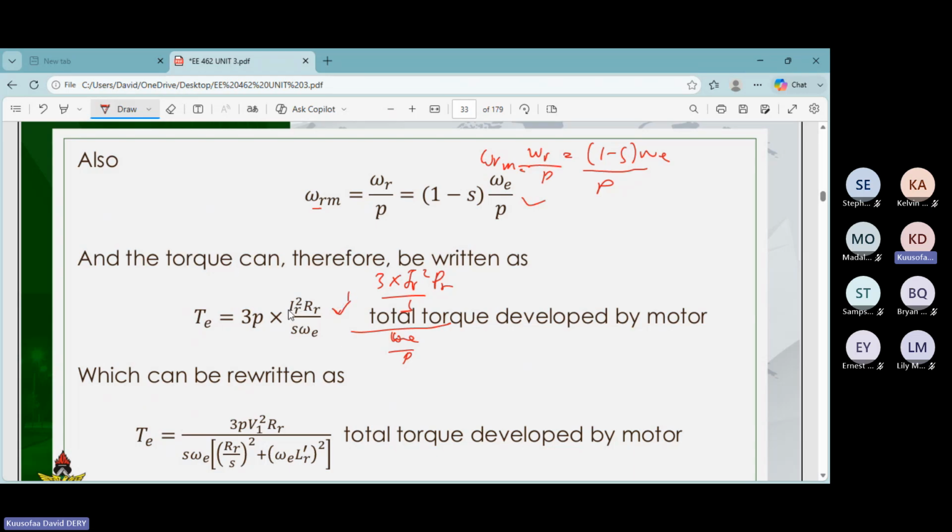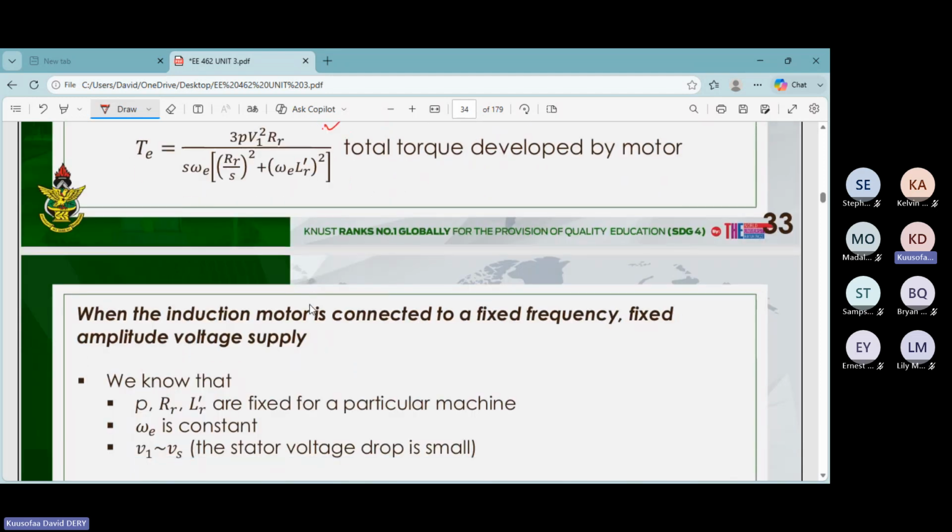So when we make I2, IR square the subject and we substitute here, you also get this expression. So let's take our time and then go through. So there are different expressions, but they are all pointing to the same thing, but we are just writing them in different ways because we will need them in the analysis to understand some things, right? So let's take note of them. Let's take note of this one and then the other one. So these are the torque equations.